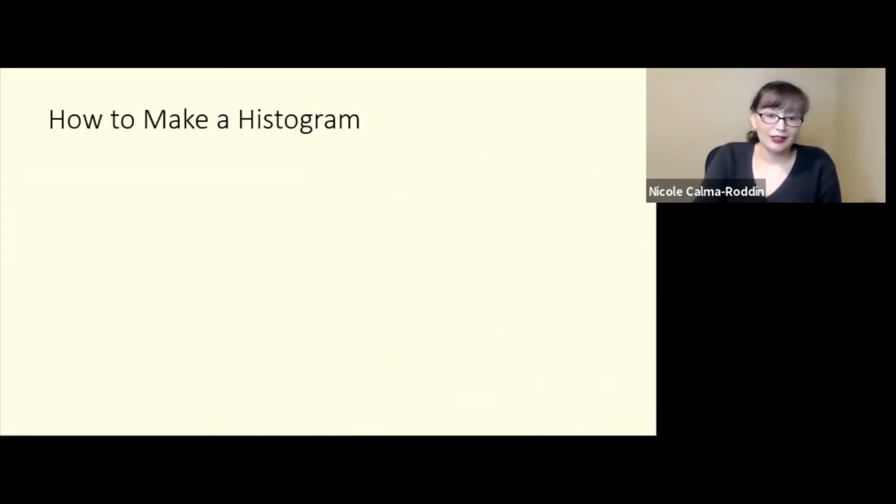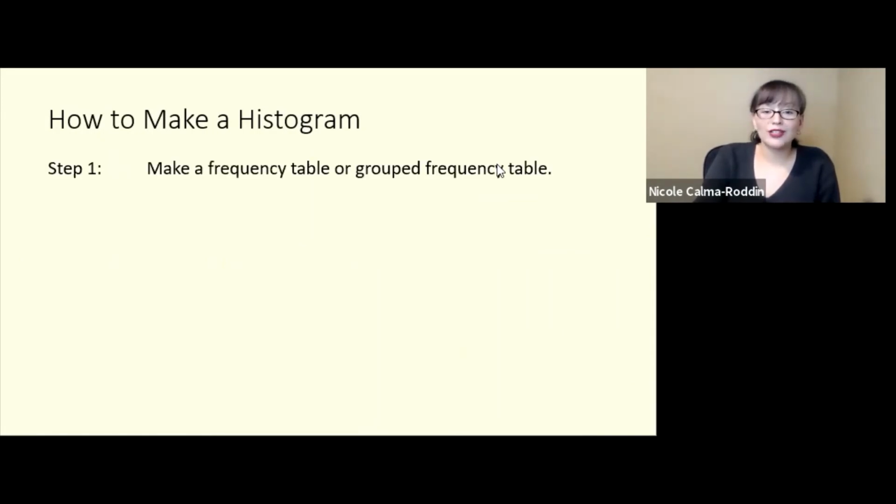So how do we make a histogram? For a histogram, we're going to start out by first making a frequency table or a grouped frequency table. By making a frequency table first, we're going to make sure that we have all the information that we need right at our fingertips. Once we have our frequency table, we can then transfer that information from the table into our graph. Step 2 is to put our values at the bottom of the page. These are going to be listed from left to right, going from lowest at the far left to highest as we move right.